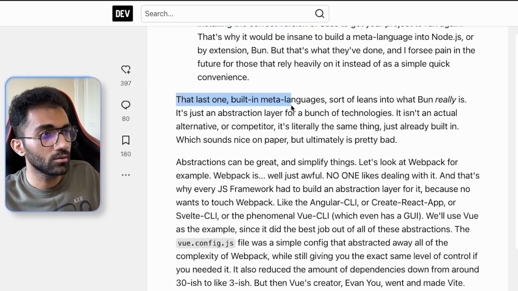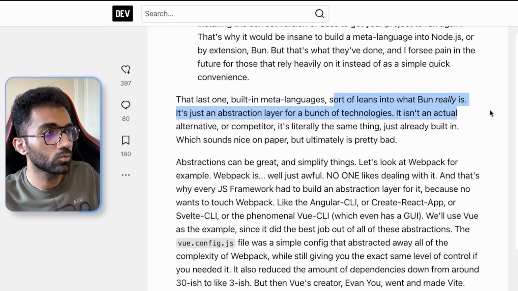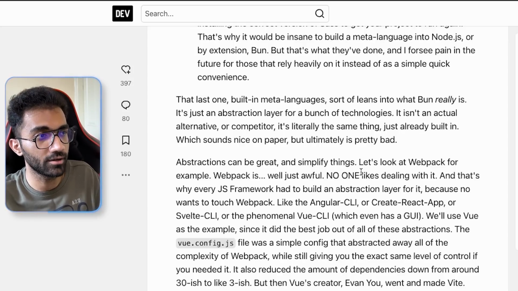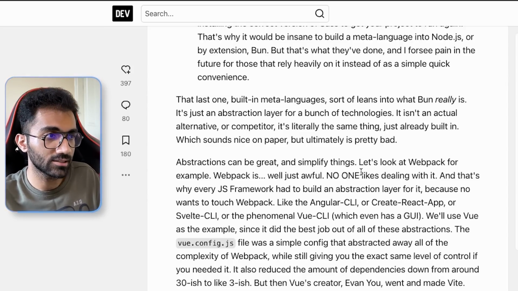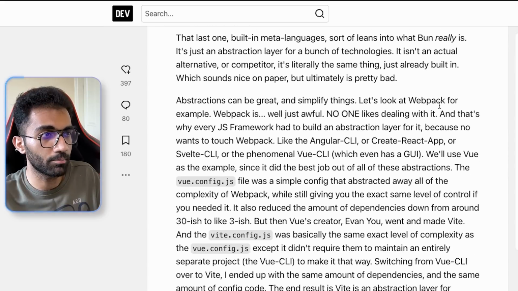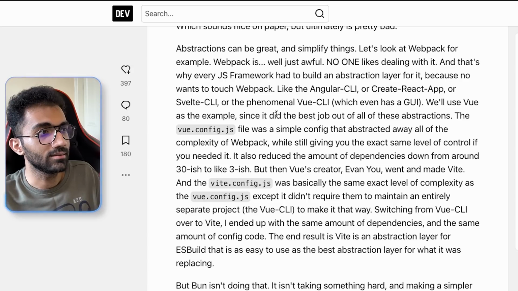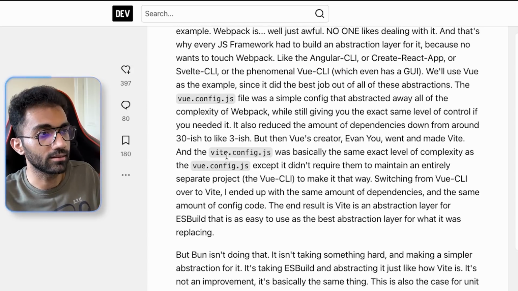So the last one, built-in meta languages, sort of leans into what Bun really is. It's just an abstraction layer for a bunch of technologies. It isn't an actual alternative or a competitor. It's literally the same thing, just already built in, which sounds nice on paper, but ultimately is pretty bad. Abstractions can be great and simplify things. Let's look at Webpack, for example. Webpack is awful. No one disagrees. No one likes it. Then, Vue CLI came in and then Vite came in.